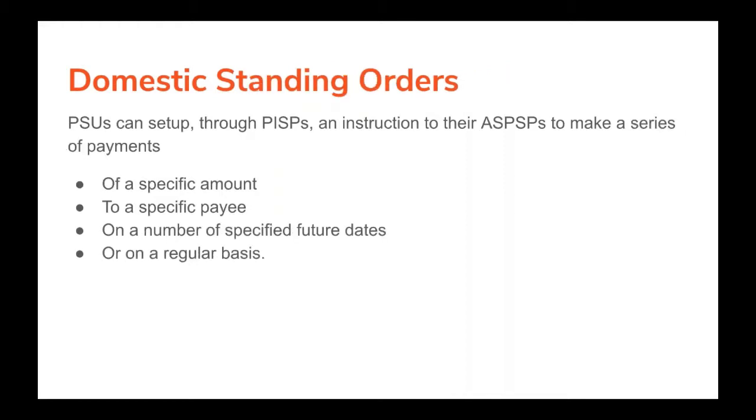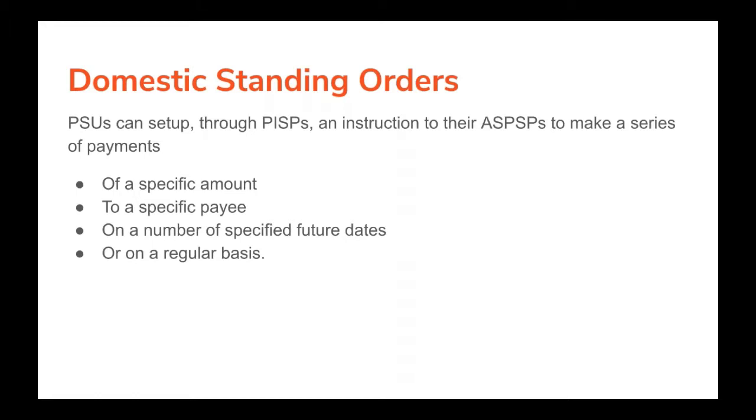Then we have domestic standing orders. A standing order is a periodic payment or an instruction to a bank by an account holder to make regular fixed payments to a particular person or an organization. Here, the PISP can instruct on behalf of the PSU to his ASPSP to make a series of payments of a specific amount to a specific payee on a number of specified future dates or on a regular basis.